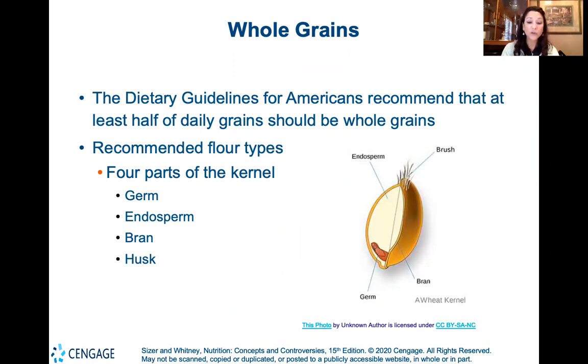The largest portion of the kernel is the endosperm. I like to think of this as the meat of a kernel. It is made up mostly of starch. And in the innermost part, the smallest portion of the kernel is the germ. This is where the vitamins are, and it is what is needed for the kernel to germinate or reproduce.